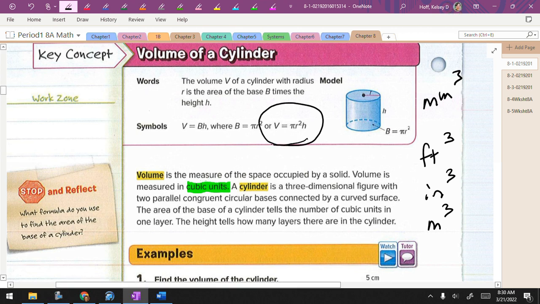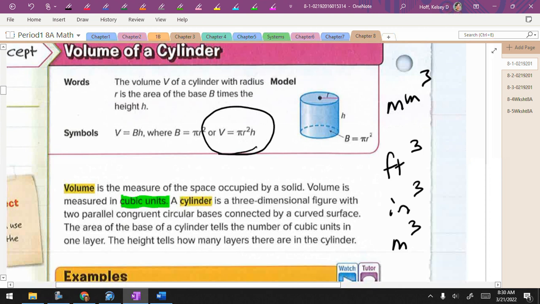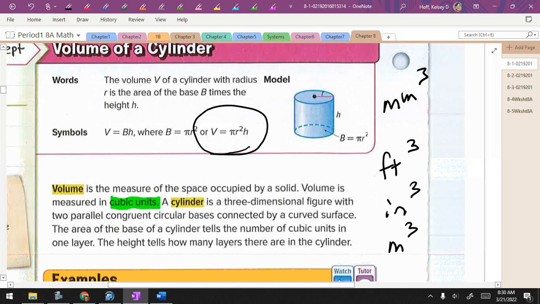Here's our volume formula. Circle that. That thing is super important today. Volume equals pi radius squared height. Pi is a number. Radius is from the center to the outside edge. And your height is between the 2 circles.